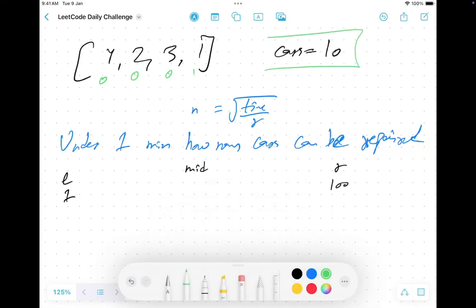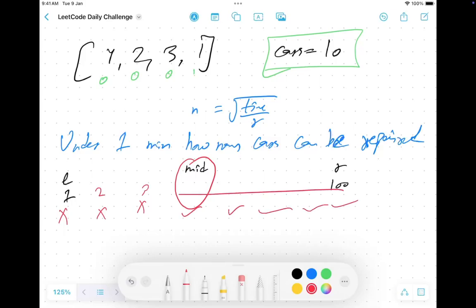But I want to repair 10 cars. So 1 is not sufficient. What about 2? 2 is also not sufficient. 3 is also not sufficient. But there is some given index that is sufficient, and after that all the elements are sufficient.